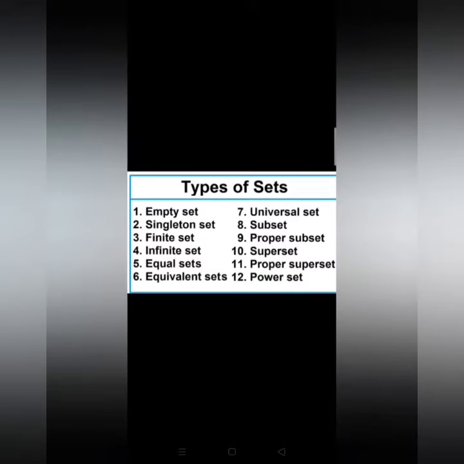Here 12 types are given, that is empty set, singleton set, finite set, infinite set, equal sets, equivalent sets, universal set or whole set, subset, proper subset, superset, proper superset and power set. Now we are going to explain these types with examples and give the definition of these types. Okay, students?